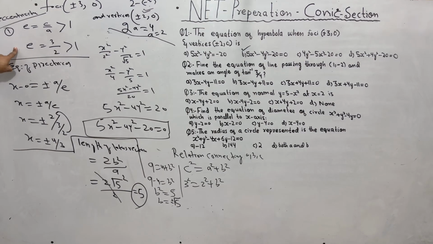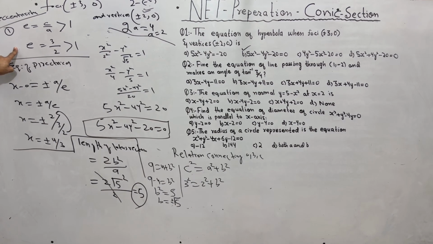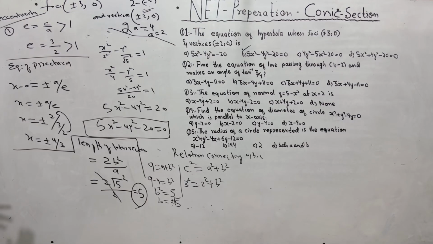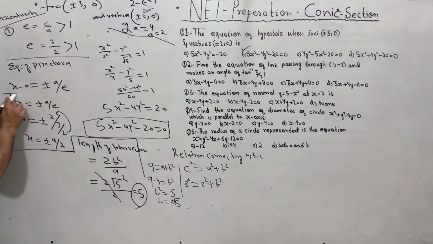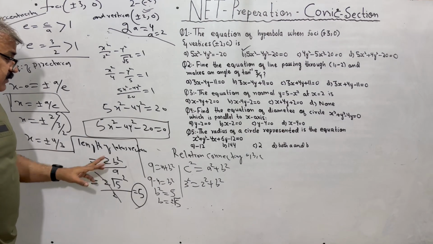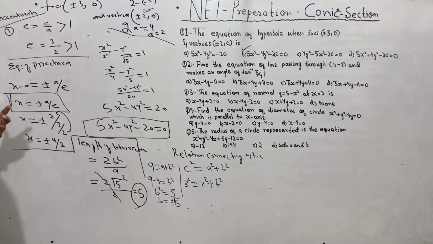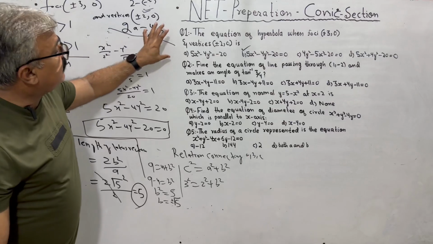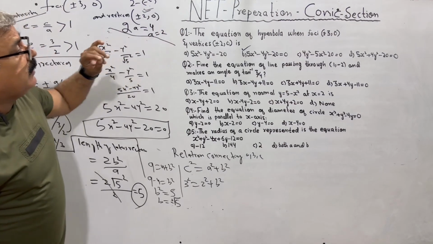An additional tip for you: eccentricity is always greater than 1 in case of a hyperbola. That's c over a, which is 3 over 2, obviously greater than 1. As the transverse axis is along the x-axis, our directrices also belong to the x-axis. What about the length of the latus rectum? That is given by 2b square over a. These are the elements of the hyperbola that we have just utilized while solving this MCQ.